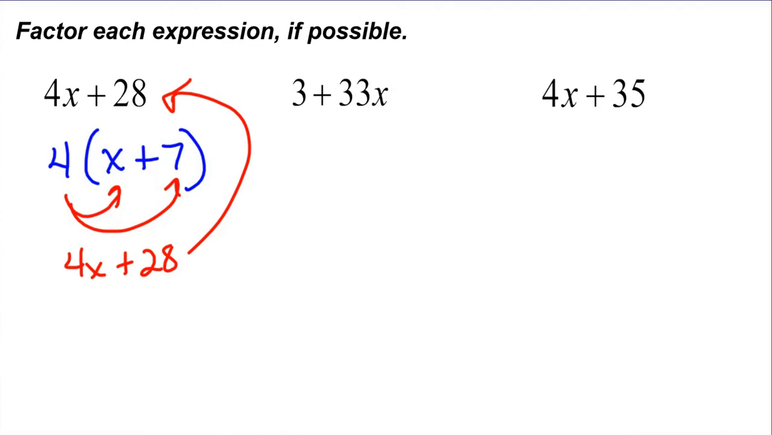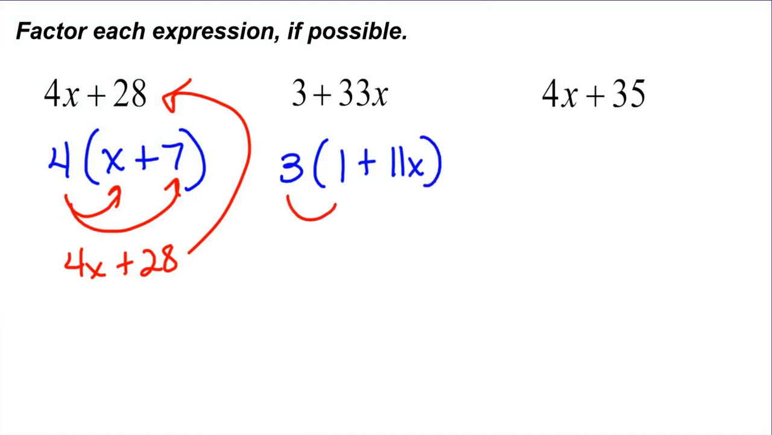Next one, 3 plus 33x. The greatest common factor of 3 and 33x is 3. And then what goes in the parentheses? Well, 3 times what is 3? That'd be 1, plus 3 times what is 33x? 11x, and I'm done. That's factored form.